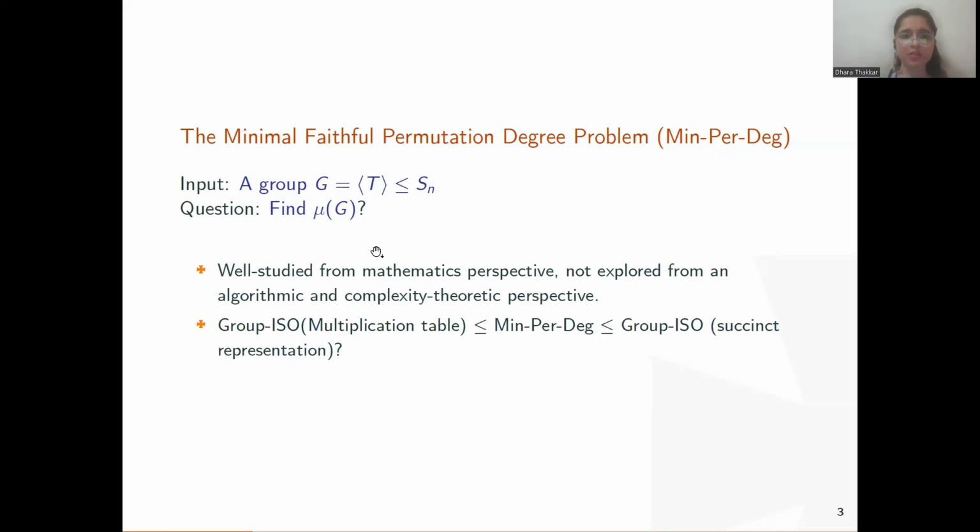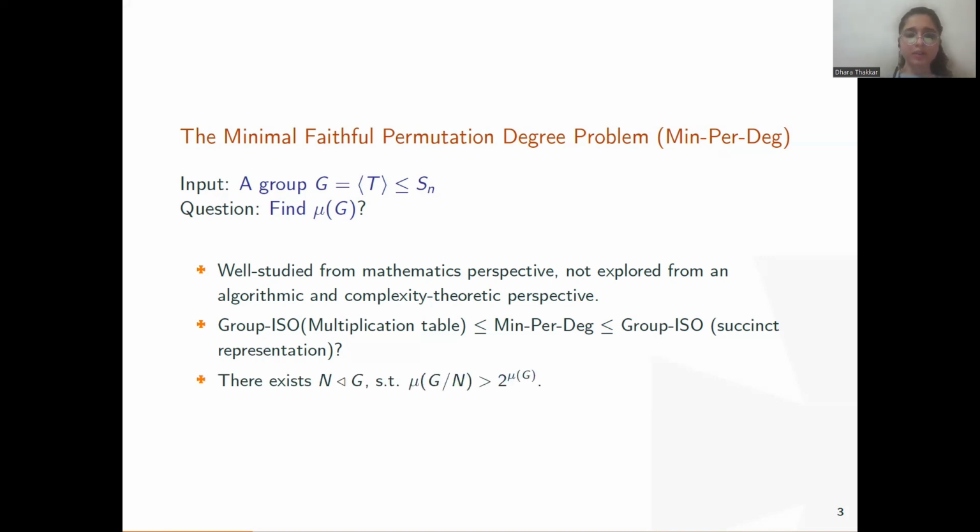Also, this could be interesting to study because it might be possible to show that the group isomorphism problem in the multiplication table representation could be easier than the min perm degree problem. And the group isomorphism problem in the succinct representation, that means when it is given by a generating set, the min perm degree problem could be easier than the group isomorphism problem in this representation. This is not yet known, but it looks like this could be possible to show.